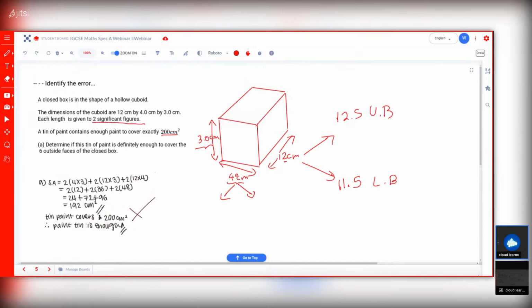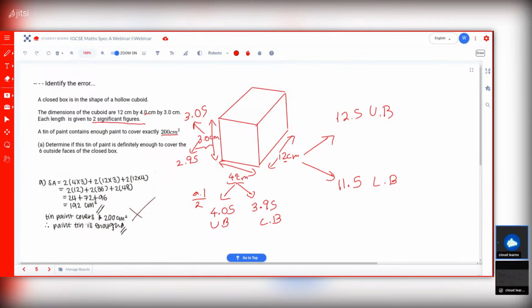It's rounded to 2SF, which is the first decimal place, the second significant figure. So 0.1 divided by 2, 0.05. So it could be 4.05 or 3.95, upper bound, lower bound, right? Same thing with 3, you would go 3.05, 2.95.